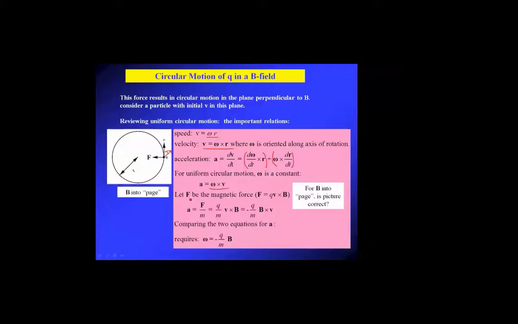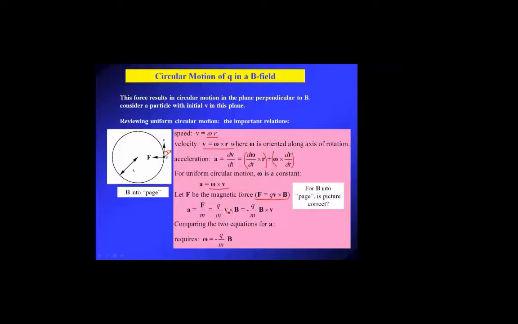So let's let F be the magnetic force, which we've defined as this value here. And so the question, first of all, is for velocity as shown and B into the paper, is F in the right direction? Well, we've already gone through that. It definitely is in the right direction. So let's look at the acceleration in terms of this force. The acceleration will be force divided by mass. And so putting in the value of the force and dividing by m, we get this expression here.